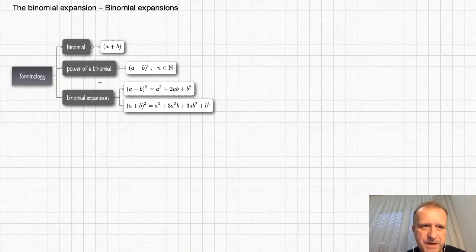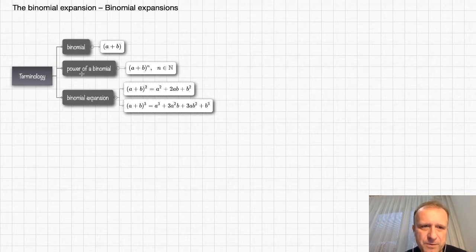The binomial expansion. Let me start by going through some basic terminology. So first, what is a binomial? Any expression in the form a plus b, which consists of two terms with a plus between them, forms or represents a binomial. Binomial means that there are two terms.